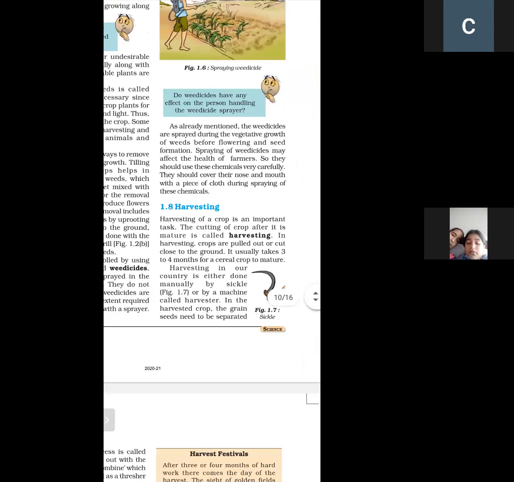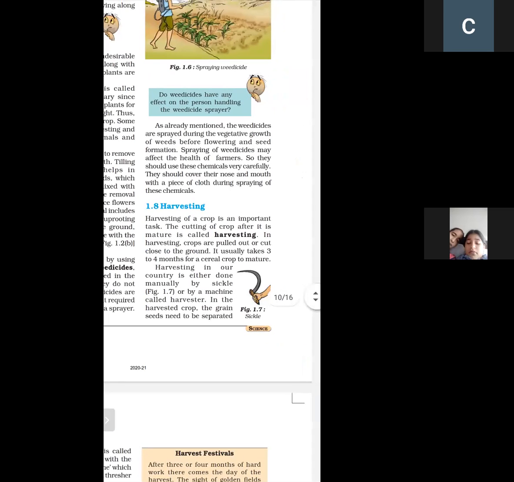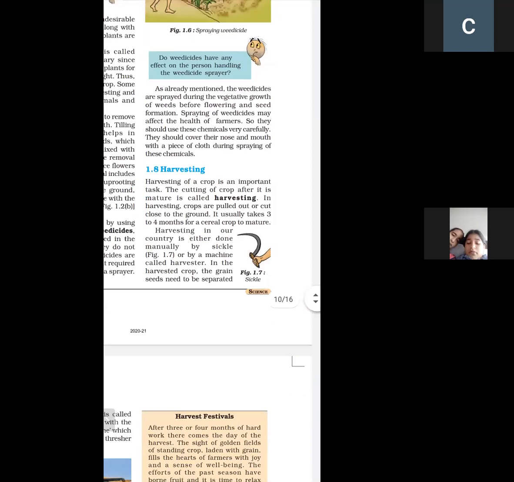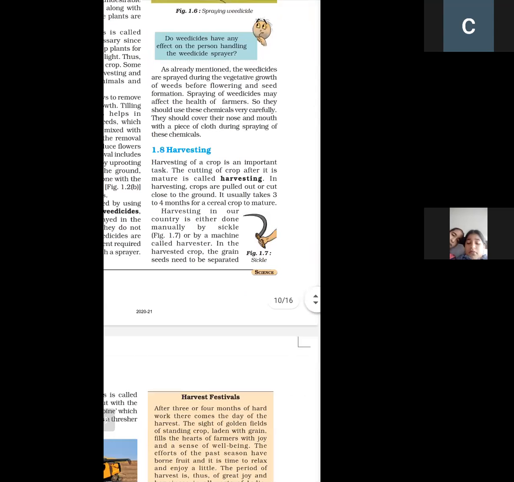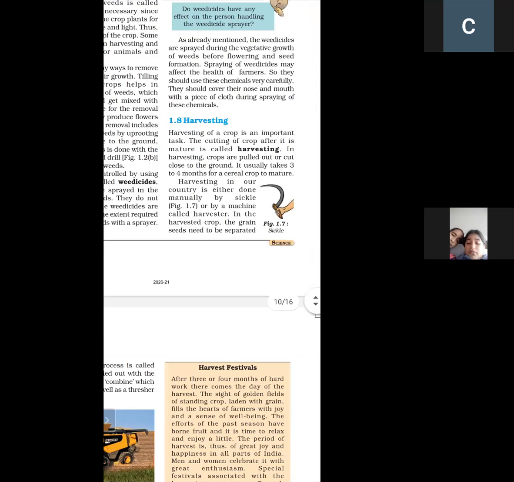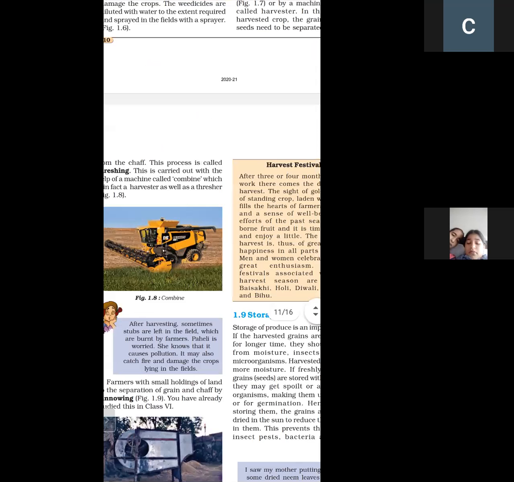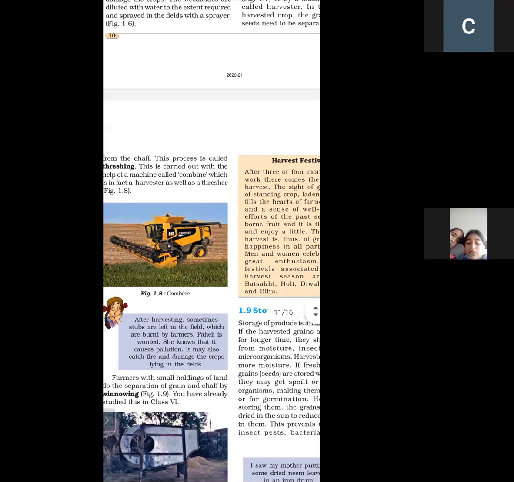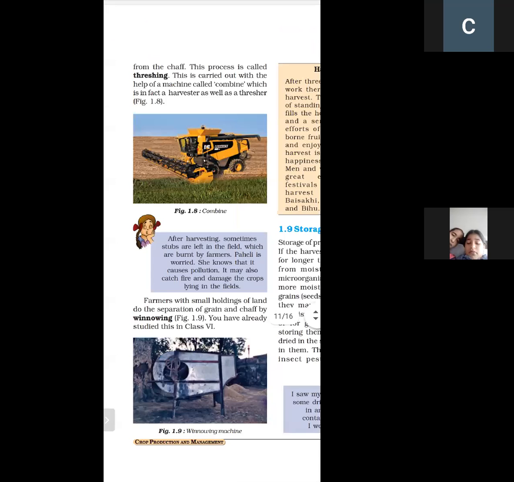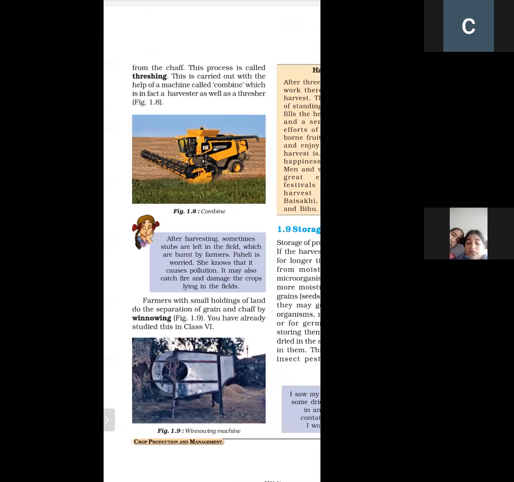The next step of crop production is harvesting. What is harvesting? After the crops mature, they have to be cut, and this is called harvesting, and it can be done with the help of a sickle. After harvesting, the grain seeds have to be separated from the chaff, and this process is called threshing, and it can be done with the help of a combine. A combine does both threshing as well as harvesting.